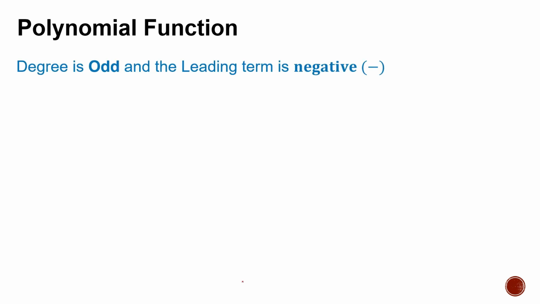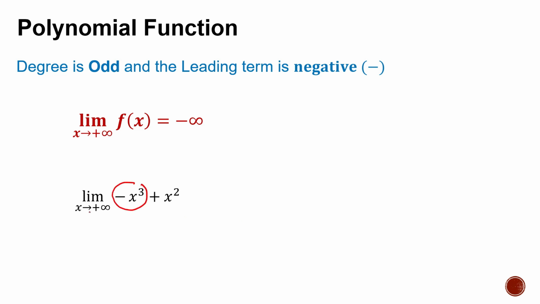Now, what if the degree is odd, but the leading term is negative? There are two possibilities or two answers here. It depends on the ends of the graph, obviously. So the limit of the function as x approaches positive infinity will be negative infinity. Example, negative x raised to 3 plus x squared. Again, this is a third degree polynomial, and the leading term is negative. So as x approaches positive infinity, the answer will be negative infinity.